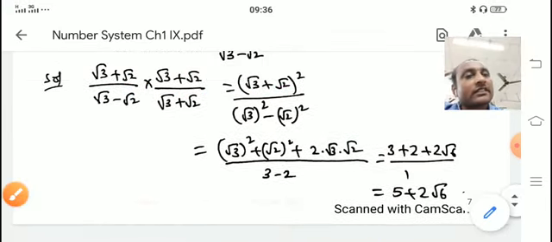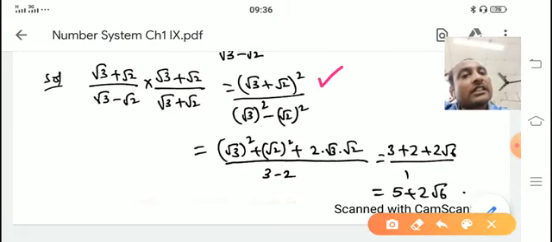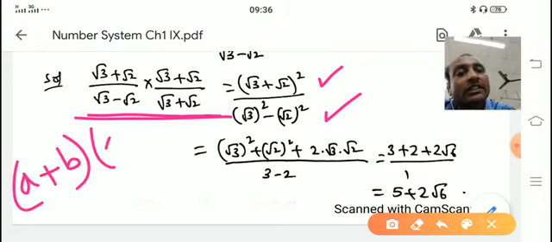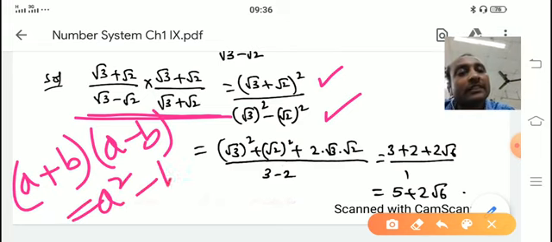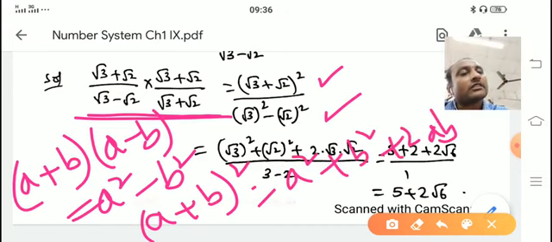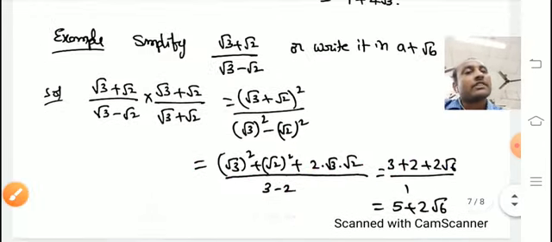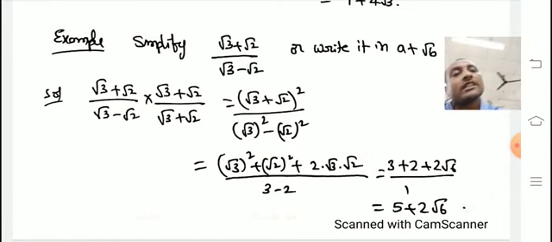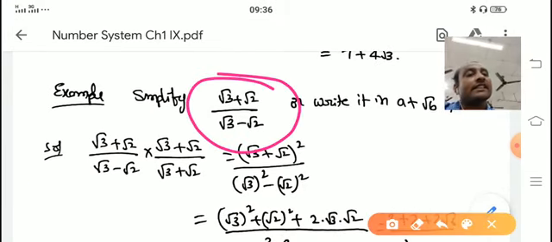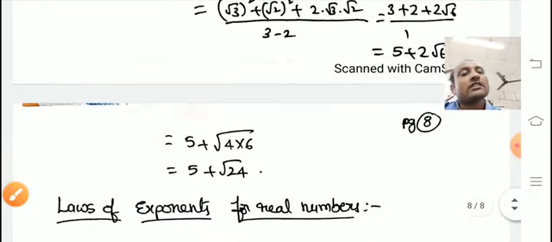Again, see, the a plus b into a minus b formula, a square minus b square, is a very important formula which I am using every time. When I am rationalizing the denominator, at the same time I am using the a plus b whole square formula. What is the a plus b whole square formula? It is a square plus b square plus 2ab. A minus b whole square means a square plus b square minus 2ab, right. So after simplification you get 5 plus 2 root 6. Whenever they ask simplify questions also, you should rationalize the denominator if the denominator is an irrational number. Understood, right?